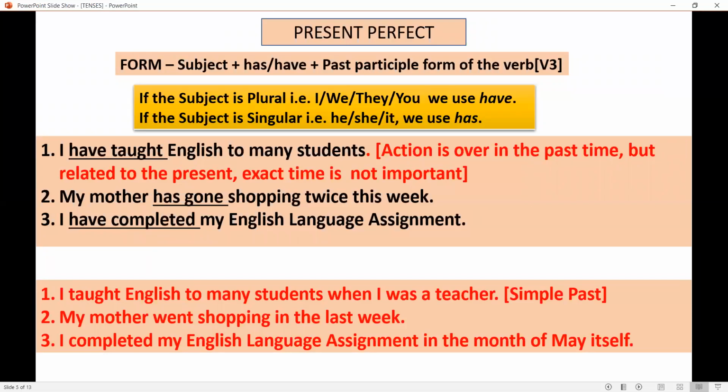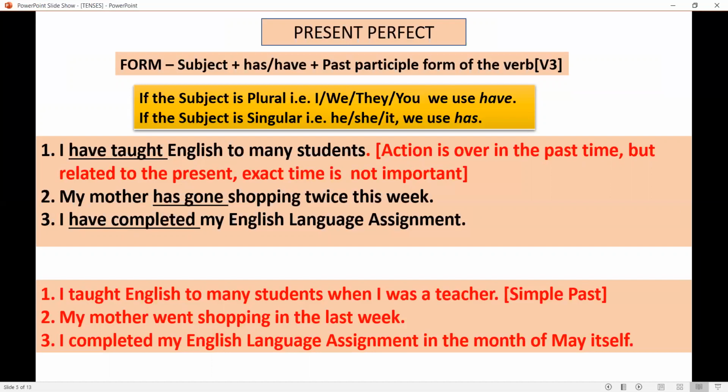Now, when do we use present perfect tense? When an action is just over in the past time, but it is related to the present. You need not mention the exact time when it happened. All right. Look at this example.